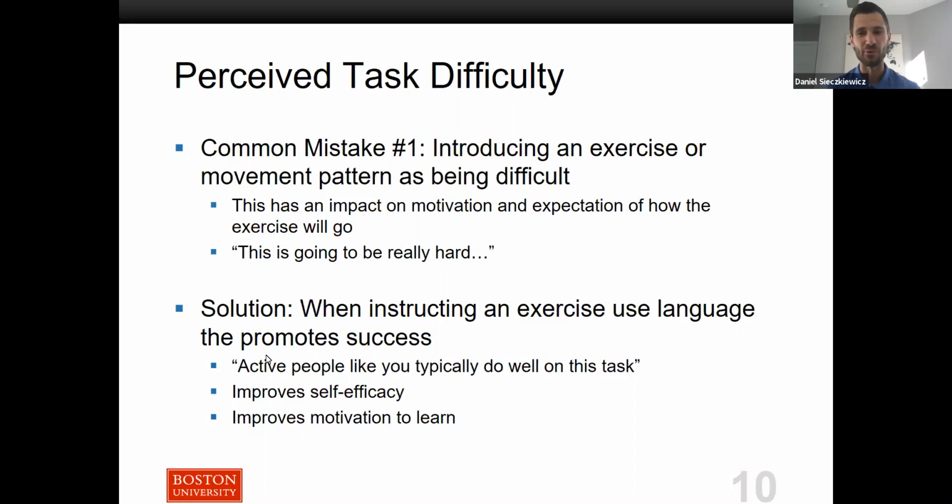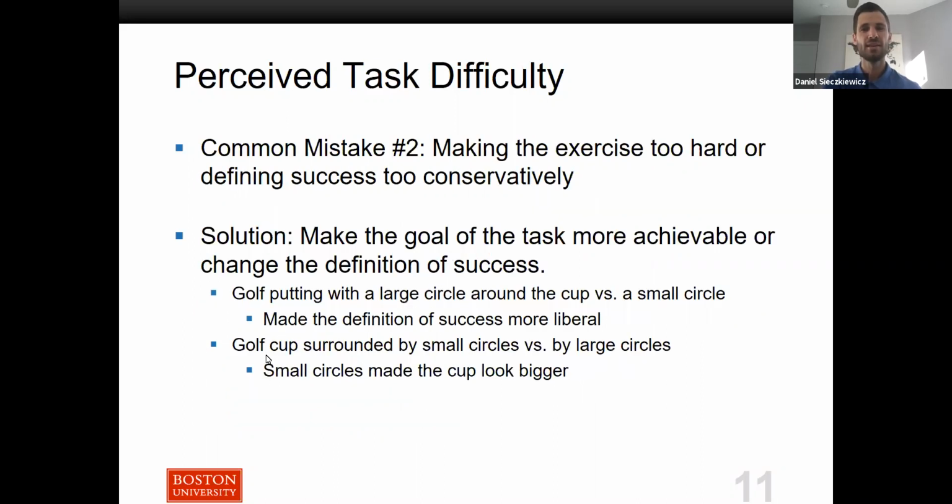In doing this, however, we may set ourselves up and the learner for failure, which brings me to the next slide in mistake number 2. So if we're going to say that people like you typically do well on this task, we should probably make sure that they're doing well on that task. So common mistake number 2 is making the exercise too hard or defining success too conservatively. So a solution for this would be, make the goal of the task more achievable, or change the definition of success.